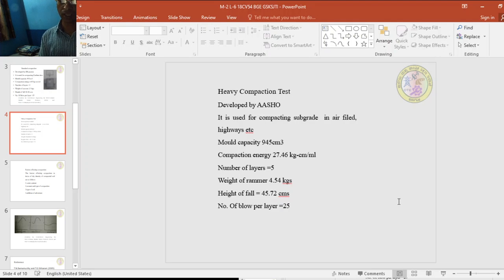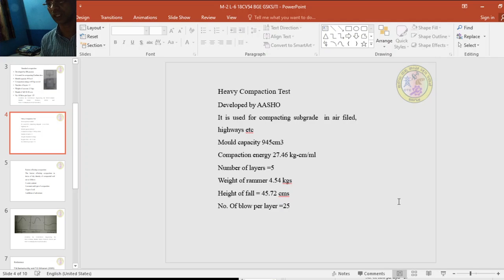After that, remove the top 1 centimeter and bottom 1 centimeter of soil and take 3 water content cups for moisture content determination. Then remove all the soil, put it on a tray, and break it up using a wooden mallet, removing whatever bigger size particles are there. Make it a uniform soil.